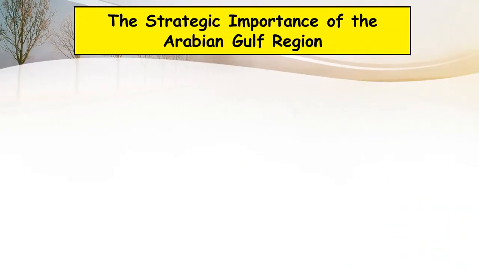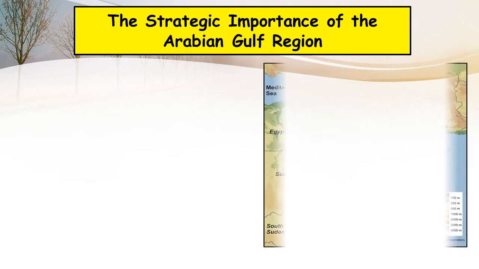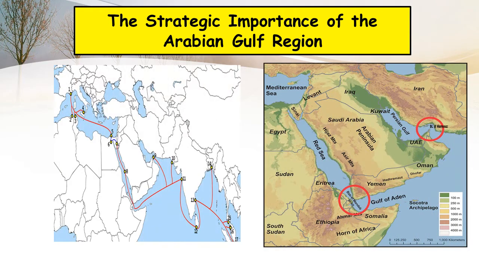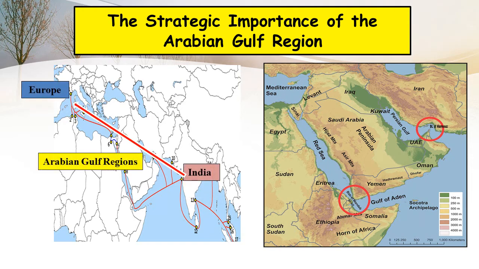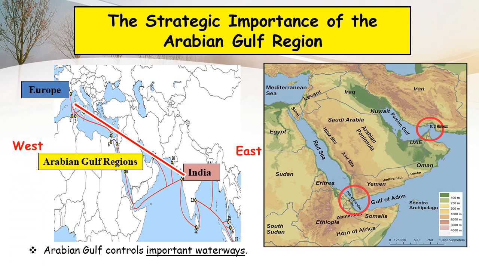Now let's find out the strategic importance of the Arabian Gulf region. So we have maps here. The people of the region were in control of maritime trade routes from India to Europe. And the Arabian Gulf has controlled the important waterways in the region for thousands of years, that is between the east and the west.